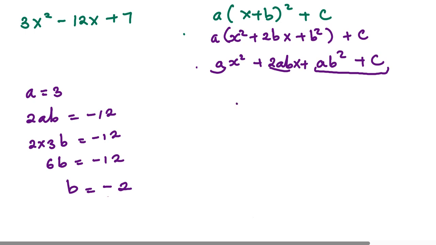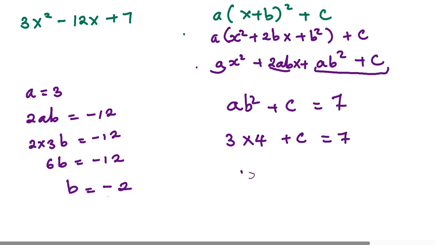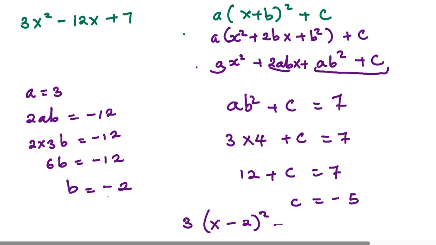So I know clearly that ab squared plus c is equal to 7. I know what a is, which is 3. I know my b, it is negative 2, so negative 2 squared, I'll end up having 4, then plus c is equal to 7. I'll end up having 12 plus c equaling 7, and I'll end up having my c as negative 5. So if I substitute back the a, b, and c, I'll end up having a, which is 3, and then x plus b, which is negative 2, then squared, and minus 5. So you've completed the square.